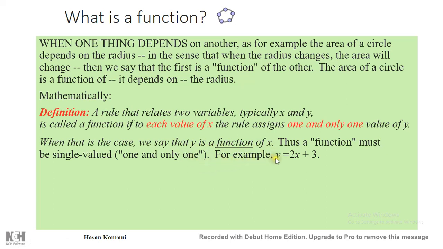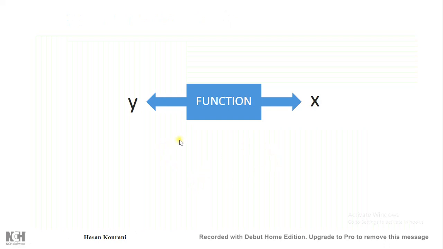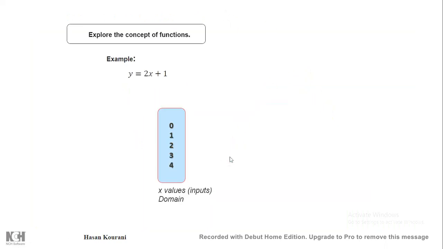For example, y equals 2x plus 3. For each x, there is a unique value of y. We must have only one value of y for each x. So a function in general is a relation between two variables, in general y and x, with a certain property.